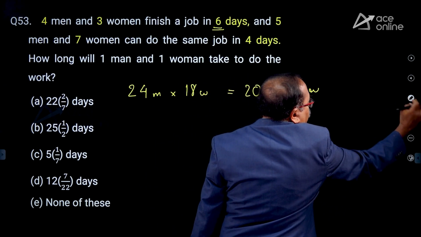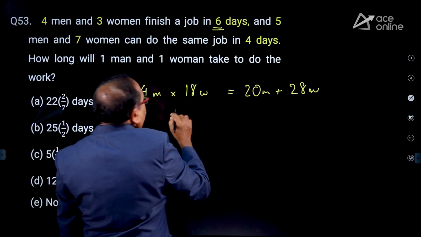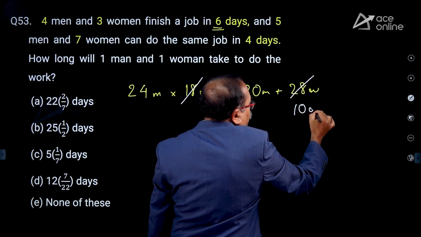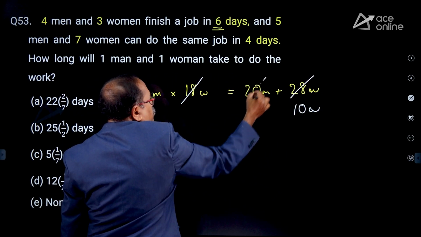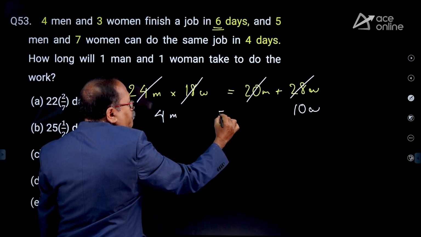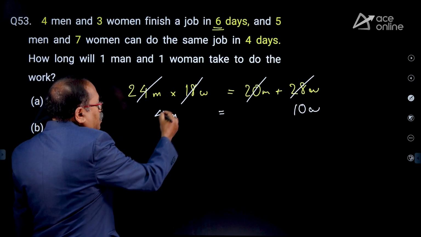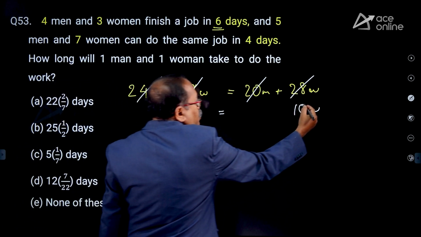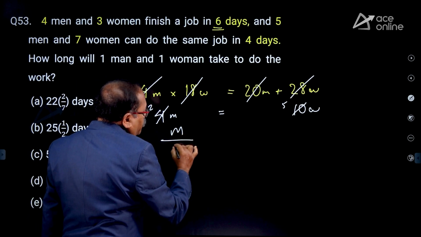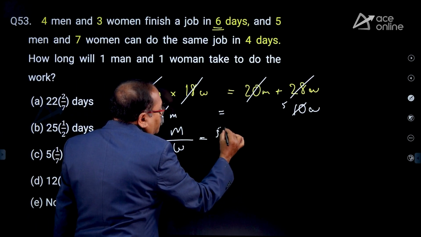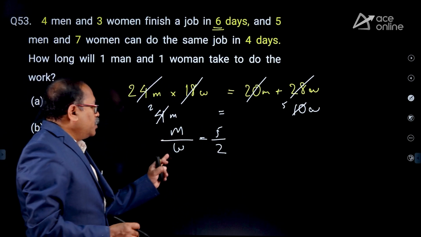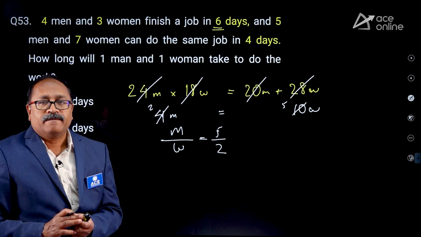Now look at how simple it is. That is a woman. When the woman comes to the other side, this is 10 women, and this men comes to the other side, that is 4 men. So 4 men is equal to 10 women. Therefore, 2 men is equal to 5 women. What is the efficiency ratio of men to women? That is 5 by 2. That means 1 man's efficiency is 5. Then 1 woman's efficiency is 2.